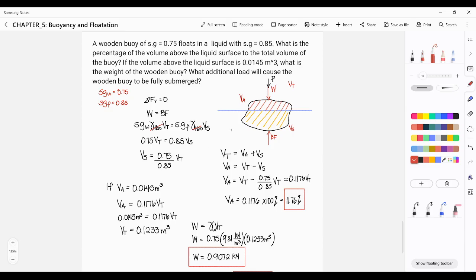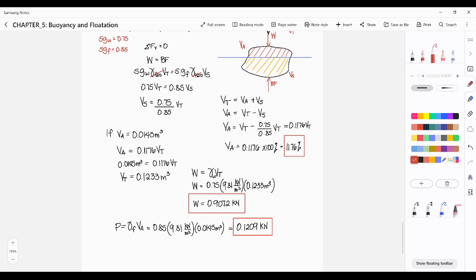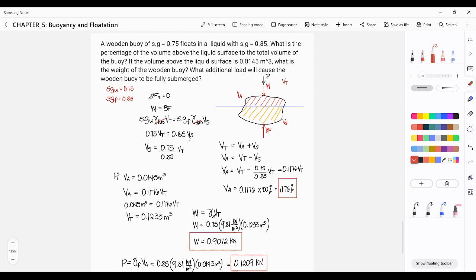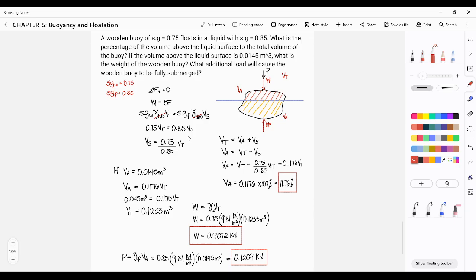Ayan. So, this is the volume above, yung hindi pa given kanina yung VA natin. And this is the weight of our wooden buoy. And this is the additional force to totally submerge this buoy.